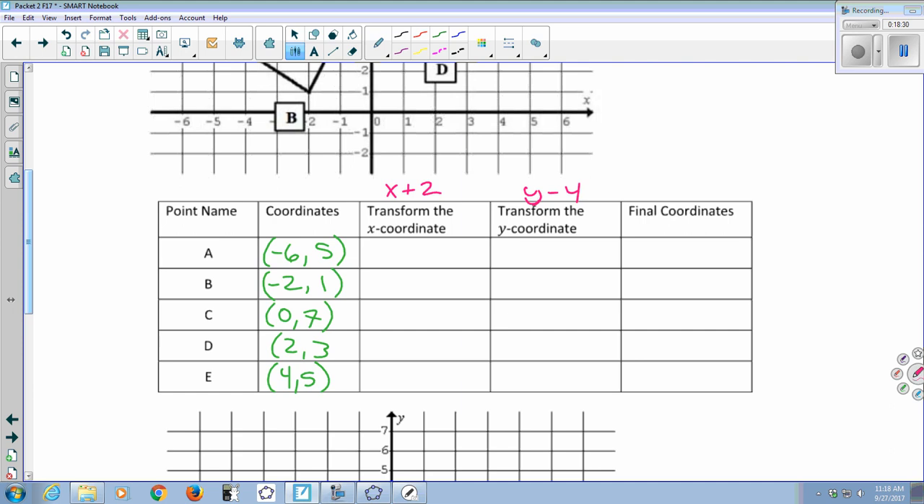Okay, so my x, -6 plus 2 is -4. My y is 5 minus 4 is 1. -2 plus 2 is 0. 0 plus 2 is 2. 2 plus 2 is 4, and 4 plus 2 is 6. Then I'm going to do all my y's here. So 1 minus 4 is -3. 7 minus 4 is 3. 3 minus 4 is -1. 5 minus 4 is 1. So my final coordinates are -4, 1, and 0, -3, etc.